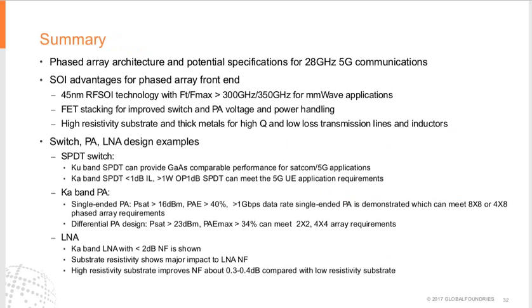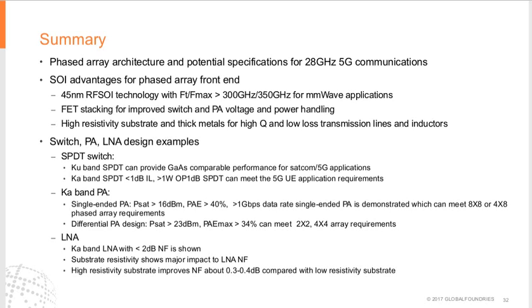Summary. So basically, we did a quick review of the phased array architecture and explained the potential specifications for the 28 GHz 5G application. And based on different phased array element requirements, we calculated the power requirement for the PA. The PA is a critical part of the phased array, especially the efficiency. It's easy to burn a lot of power and translate it to heat rather than get high power efficiency. So high power efficiency is very important for 5G communication.